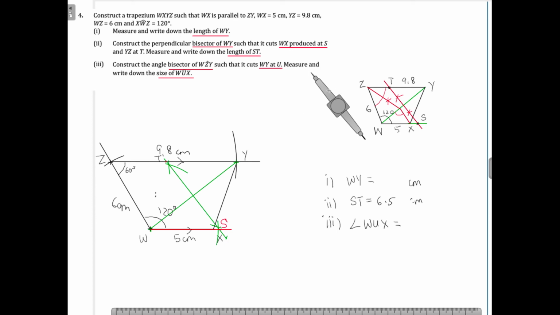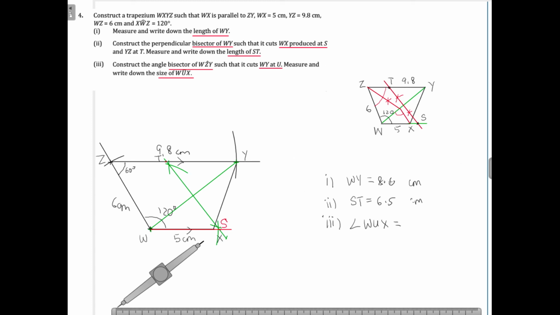WY, we need to measure WY as well. Bring it to the ruler and take the measurement. So WY is 8.6 cm.